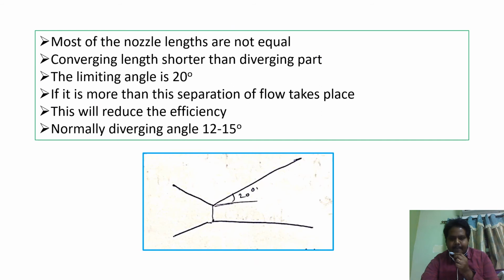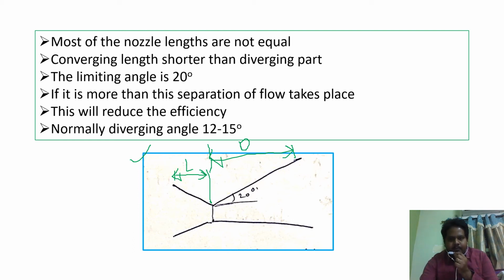Now let us see the length and angle of the convergent and divergent part. As you can see in this figure, generally the length of the convergent part is shorter than the length of the divergent part. Okay, both the lengths are not equal and the angles are also not equal.